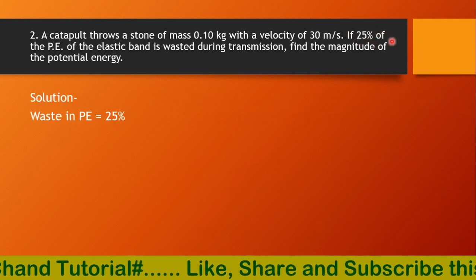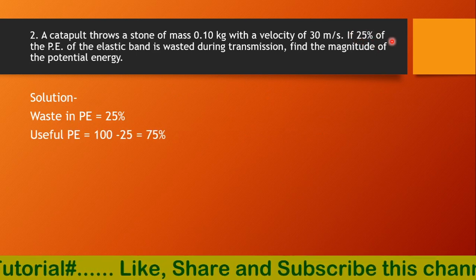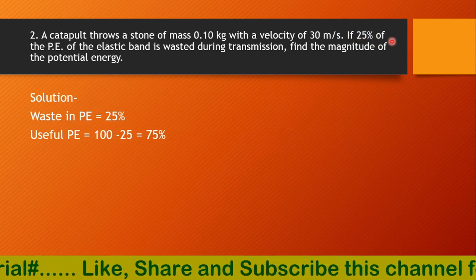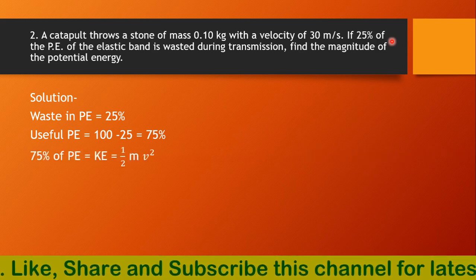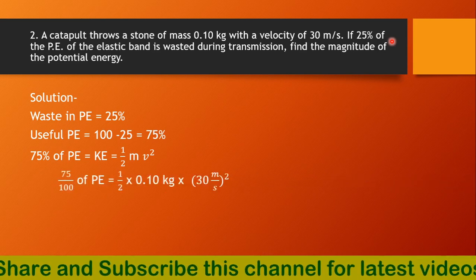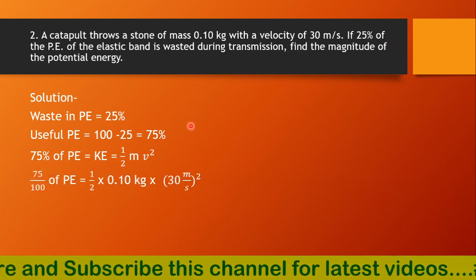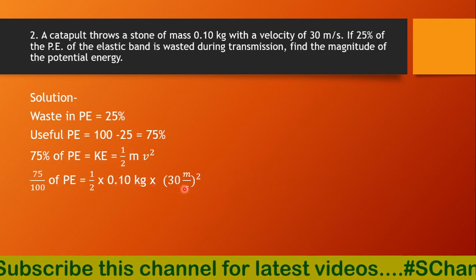So here the wasted potential energy is 25%. Then how much is the useful potential energy? That is 100 minus 25, where total is 100, so 75 is the useful energy. So 75% of the potential energy is equal to kinetic energy, half mv square. So 75% of potential energy is equal to half, m is 0.10 and v is 30.